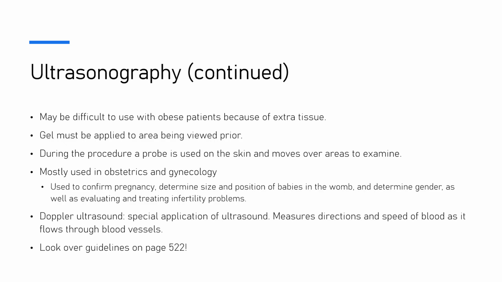We do have to use a gel on the area that's going to be viewed, so whether that's on the skin or even they do vaginal ultrasounds, which is internally, so they'll put a little bit of like a gel lube type thing inside. They have like the little wand applicator. They'll put the gel and then they'll put like this thing that looks like a condom that goes over top of it, and then they'll put a lubricant that makes it go into the vagina easier. But gel has to be applied wherever it's being used. During the procedure, a probe is used on the skin and it moves over the areas to examine, so they'll continuously move it around so they can see.